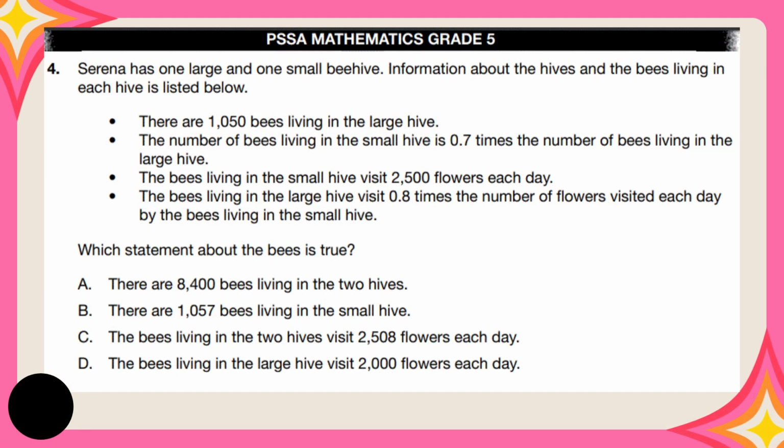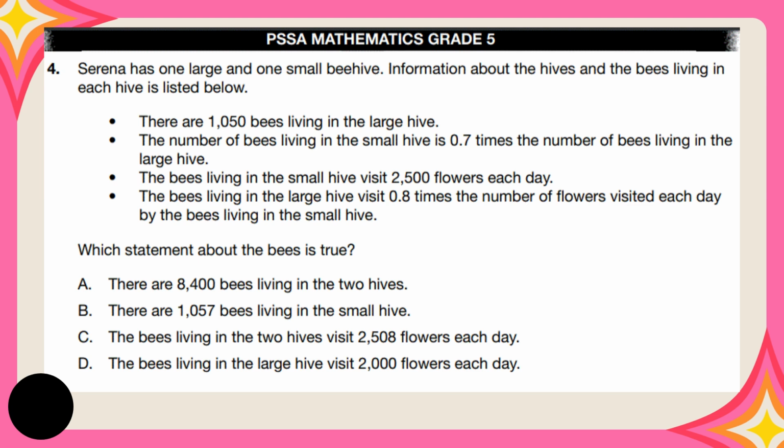Question number 4. Sarana has one large and one small beehive. Information about the hives and the bees living in each hive is listed below. There are 1,050 bees living in the large hive, and the number of bees living in the small hive is 0.7 times the number of bees living in the large hive. The bees living in the small hive visit 2,500 flowers each day. The bees living in the large hive visit 0.8 times the number of flowers visited each day by the bees living in the small hive. Which statement about the bees is true? So what do you think?